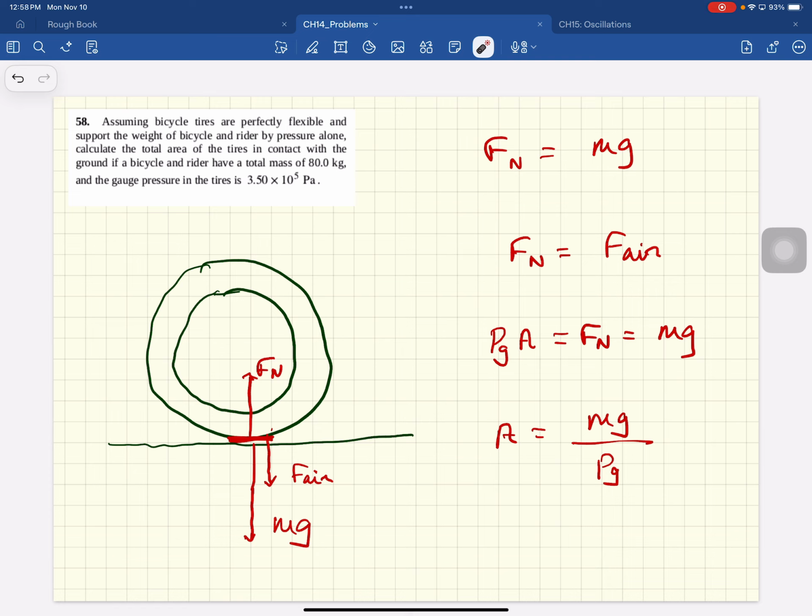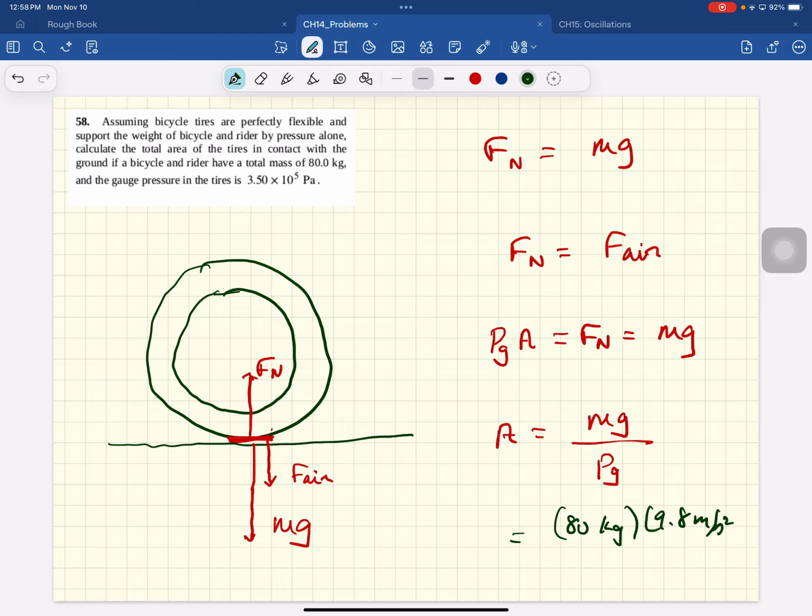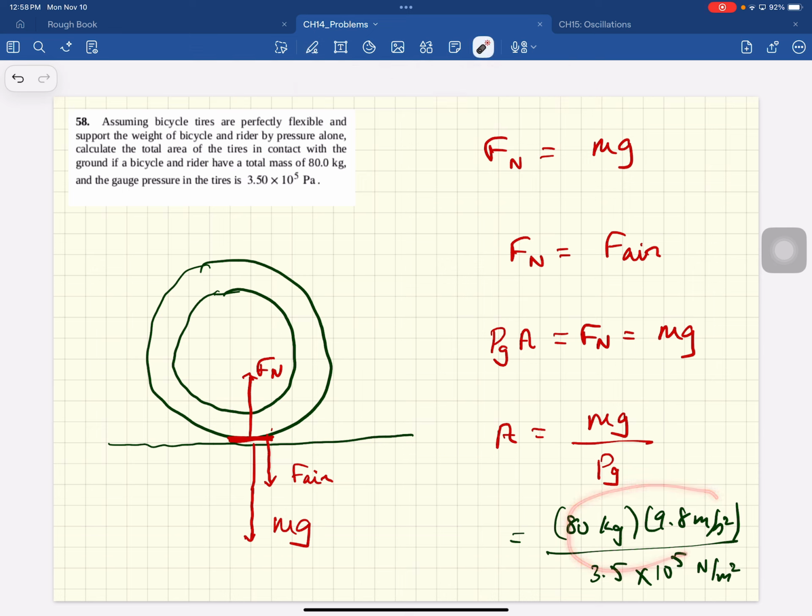All right. So now we can put in the numbers. This is 80 kgs is what we are supporting. And the gauge pressure is 3.5 times 10 to the power 5 pascals. Okay, so everything is in SI units, and so the area will come out in meters squared.